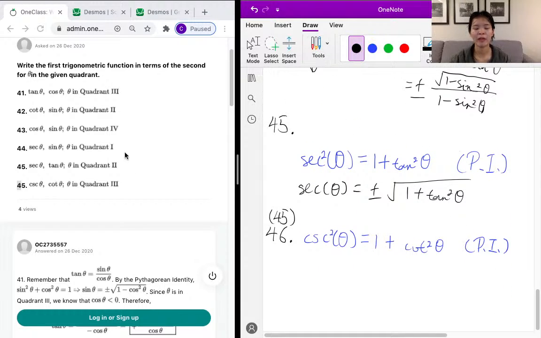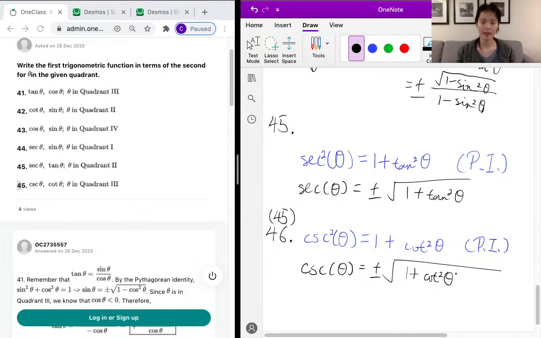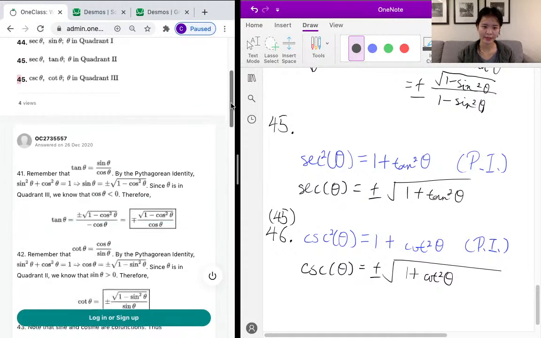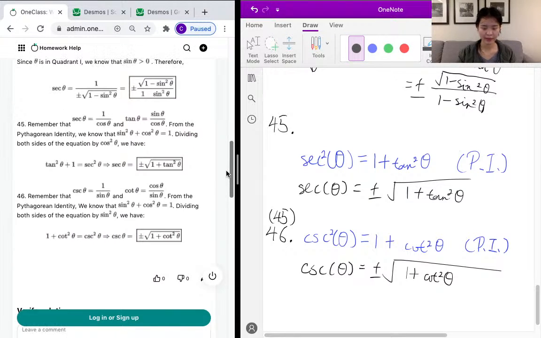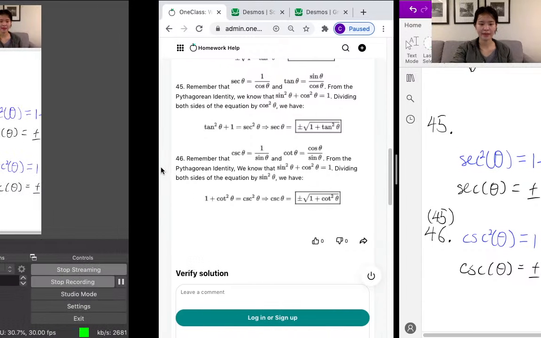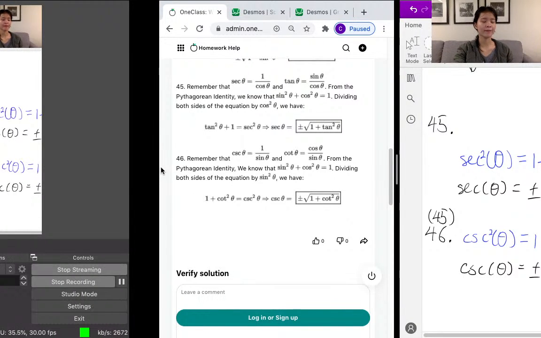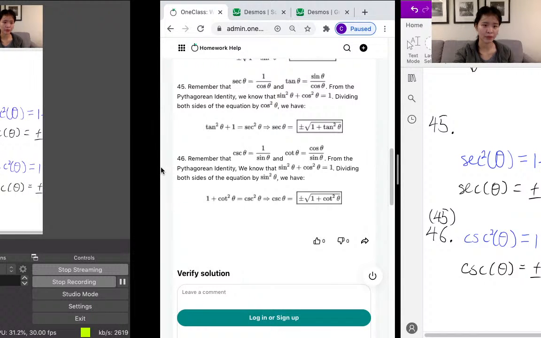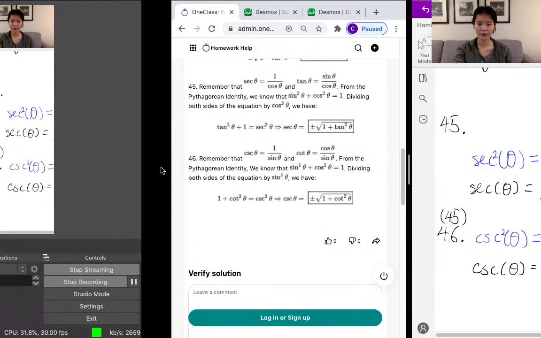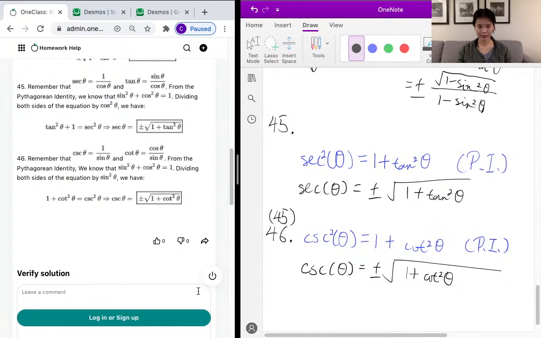So in this case, if we want to find cosecant of an angle in terms of the cotangent function, we take the square root of both sides, which is equal to positive or negative the square root of 1 plus cot squared theta. All right, so let's look at the sample solution for question 46. Perfect. Again, they derive this Pythagorean identity using sin squared theta plus cos squared theta equals 1, which is straightforward because you just need to divide both sides by sin squared of theta. But this answer is also correct.